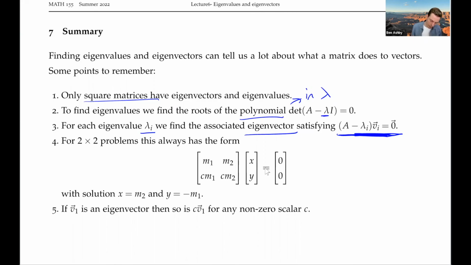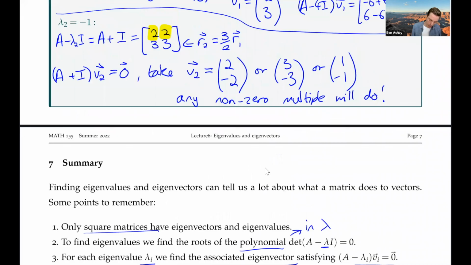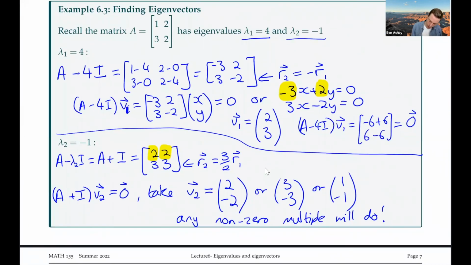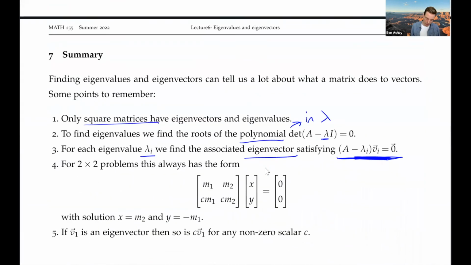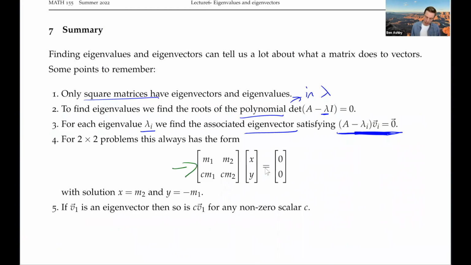So as you saw up here, I'll just highlight this. These matrices here, when we did A minus lambda I, we ended up with one row being a multiple of the other one. So we always end up in this sort of situation here. And so we can always write down a solution with x equal to m2, so this coefficient, and y equal to minus m1. We could have done minus m2, excuse me, we could have done minus m2 and y equal to m1. It doesn't matter because we can take any multiple that we want to.